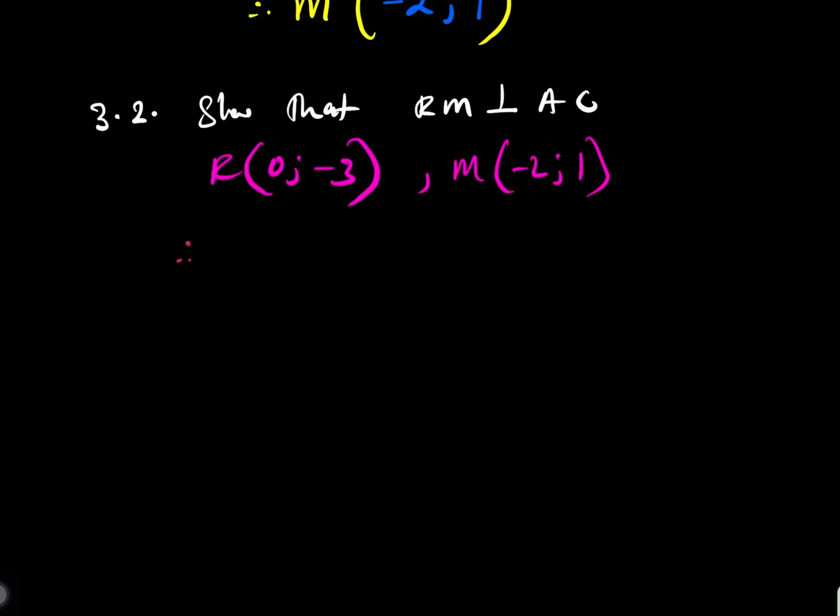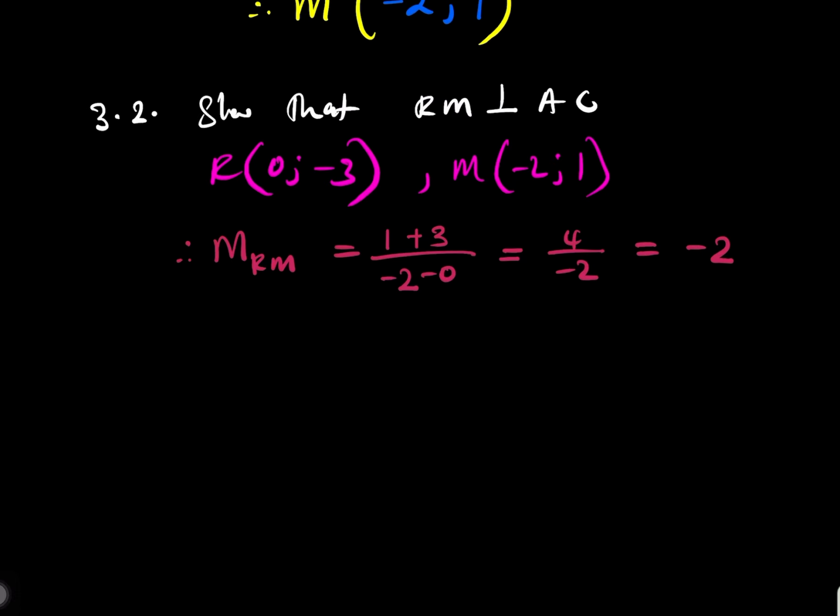So therefore, the gradient of RM is going to be the change in Y over the change in X, which is 1 minus -3. So it's 1 plus 3 there, divided by negative 2 minus 0. Clearly, we get 4 divided by negative 2, and the answer is negative 2.